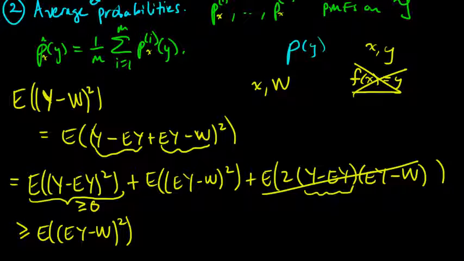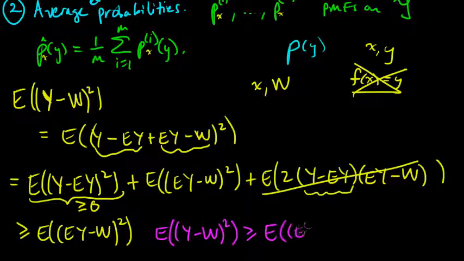So let's rewrite that. So we get the original thing, this is the true value that we're trying to predict, but it's random, greater or equal to this expected value, the mean of Y, minus W. So by replacing Y with its mean, we get this inequality. And now, think about this. What does this mean?